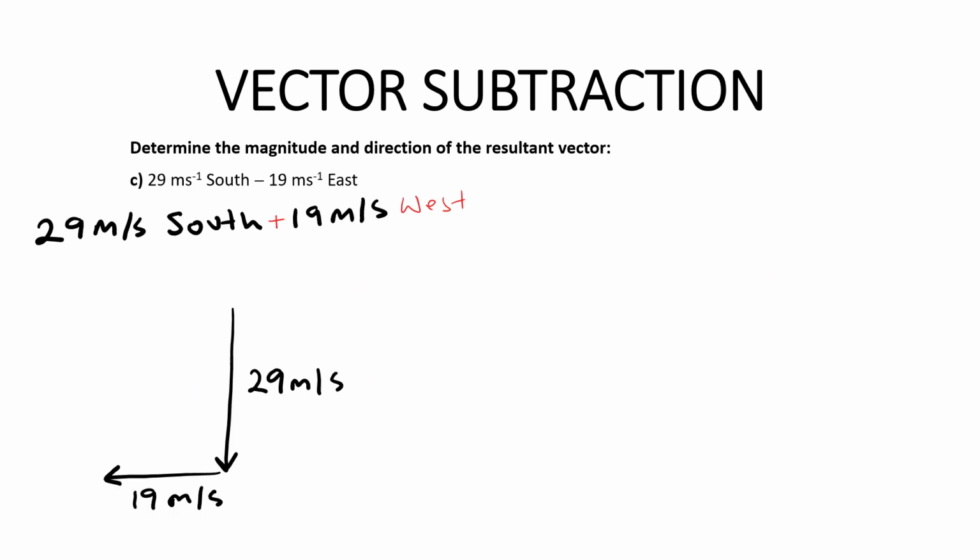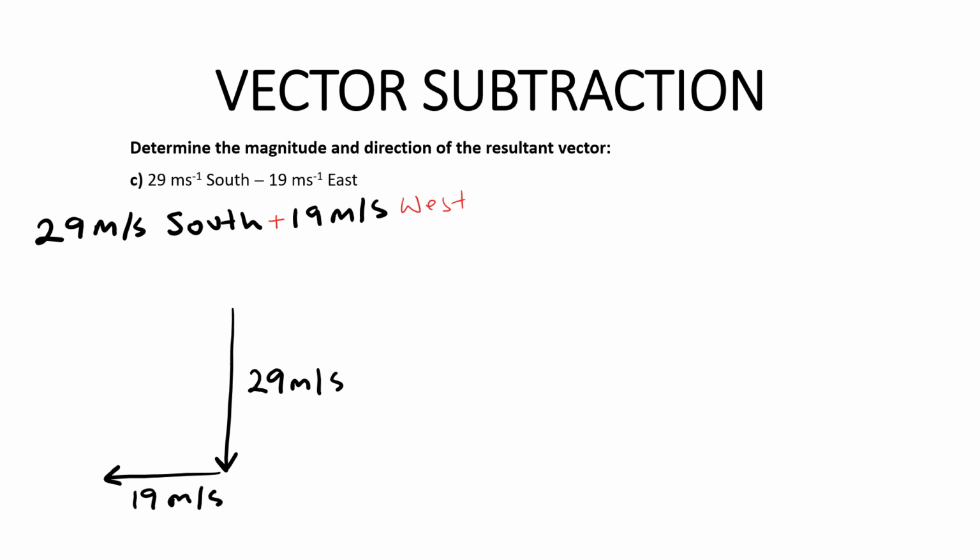Okay, question C is 29 meters per second south minus 19 meters per second east. So we have to flip the subtracted vector. Minus 19 meters per second east becomes plus 19 meters per second west. So now we have 29 meters per second south plus 19 meters per second west. Now we just need to draw the vector diagram. We start with 29 meters per second south, and then 19 meters per second west.